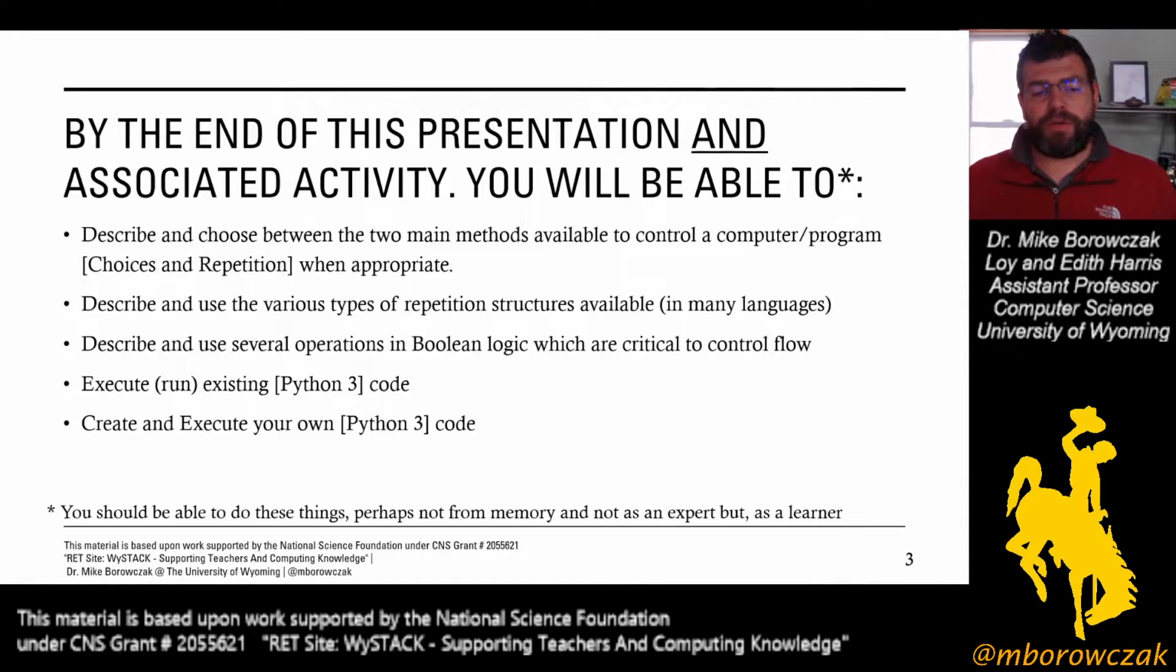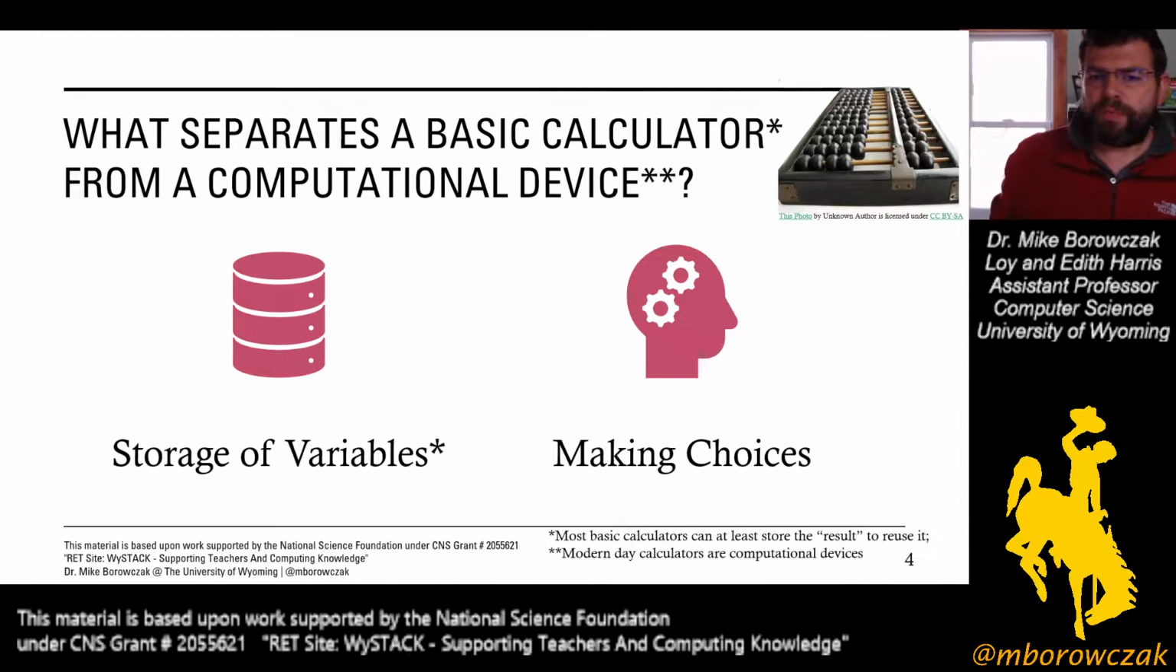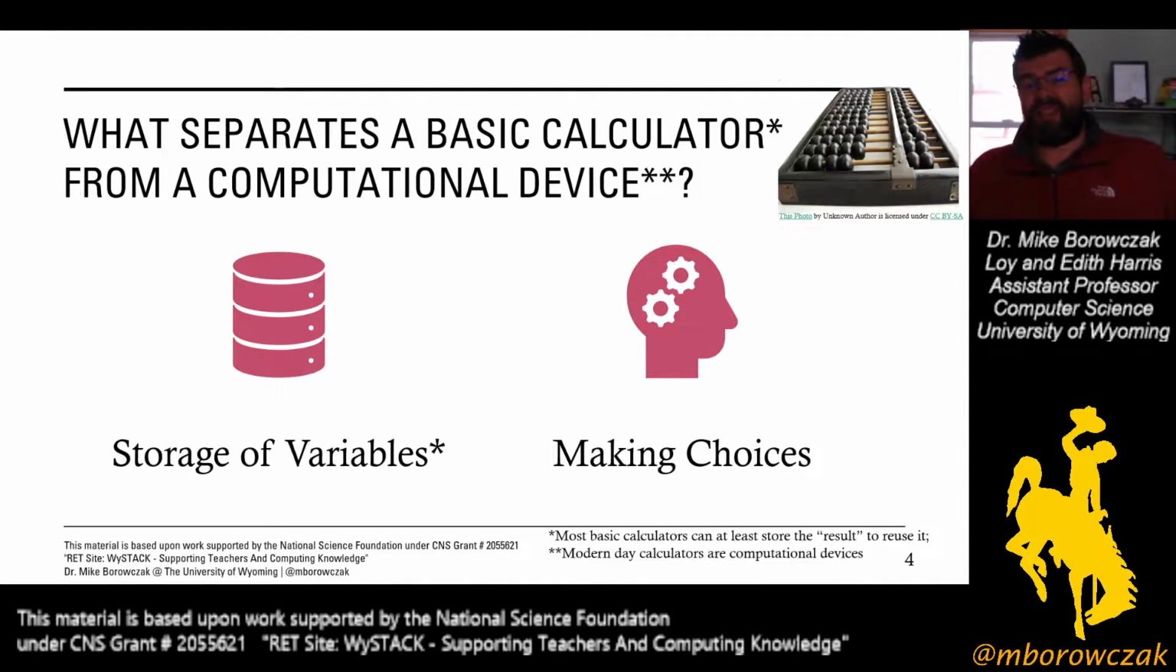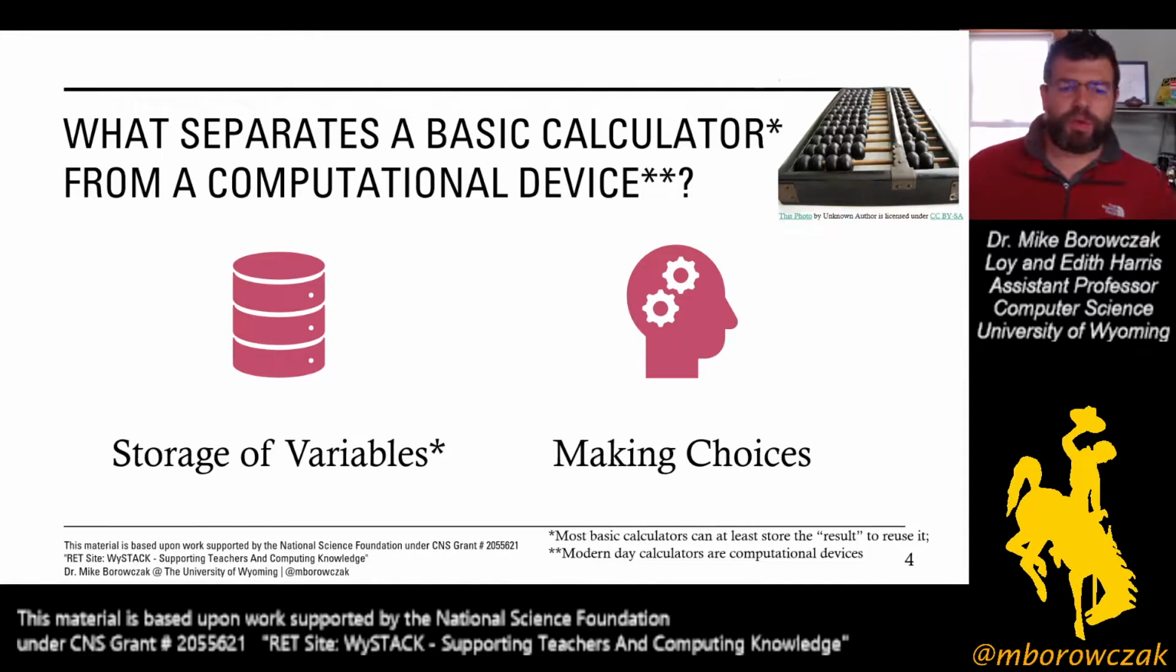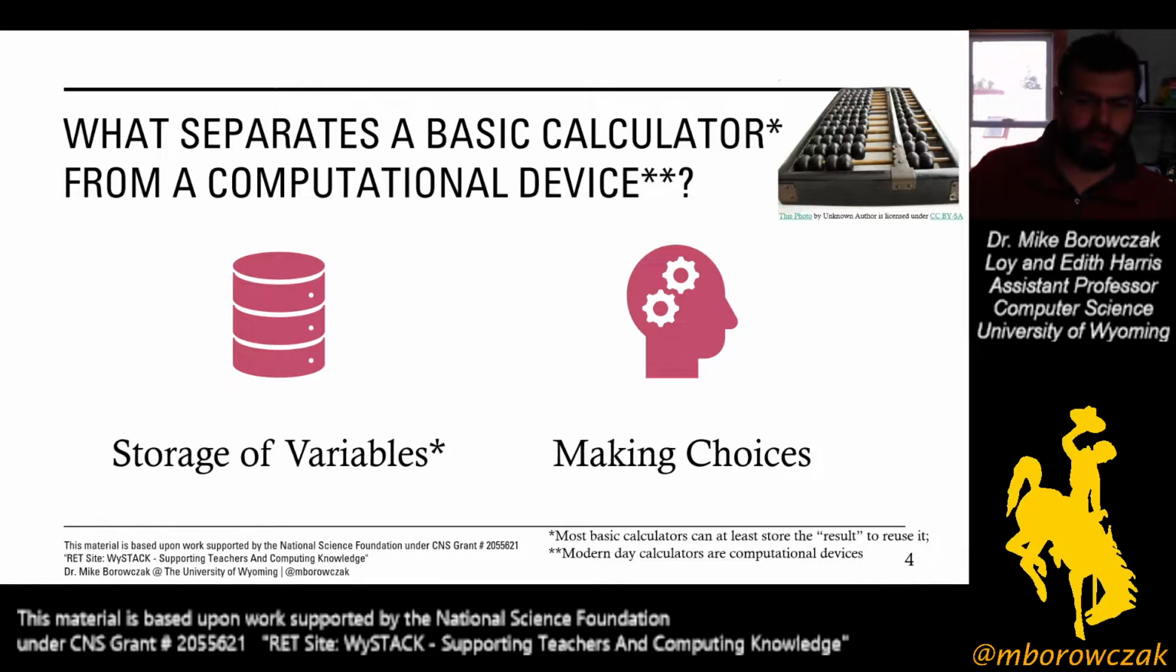Now, make sure that you recognize that we expect you to be able to do these things as a learner, not necessarily an expert. So, what separates, I'll say, a basic calculator from a computational device? Two main things: storage of variables, storage of information, and the ability to make choices. Now, I will also mention that calculators today, even basic ones, do store the last thing you've done as a result so that you can reuse it, so that you don't have to re-enter all those items.